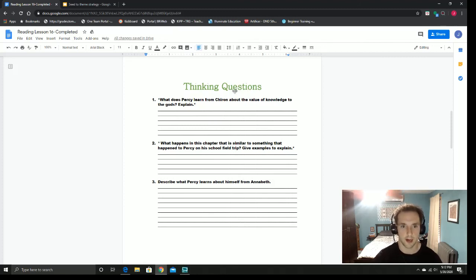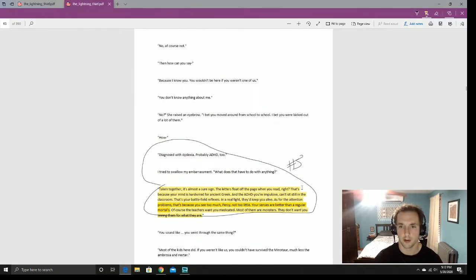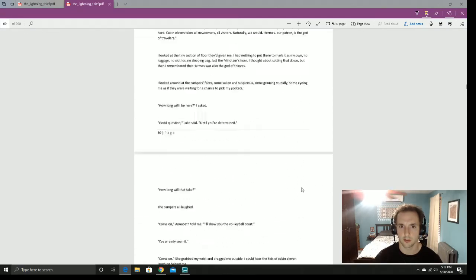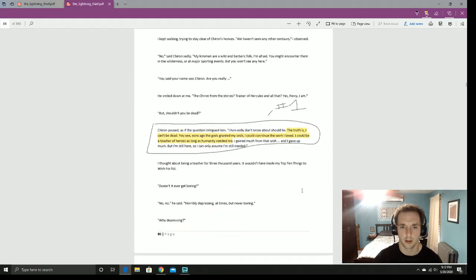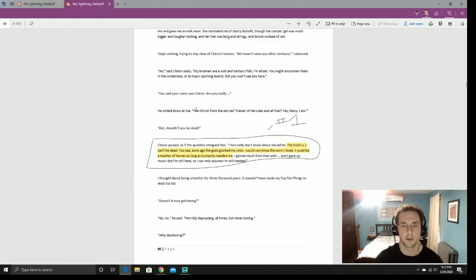Awesome. Now that you're back, I'm going to show you what I found. Like I said, I think this is a little tricky, but up here, Chiron and Percy are having a discussion, and Percy figures out that he is Chiron from the stories, the centaur who trained Hercules and was involved with a lot of the other heroes. And these things happened thousands of years ago. So he's asked, but shouldn't you be dead? And here's how Chiron responds.